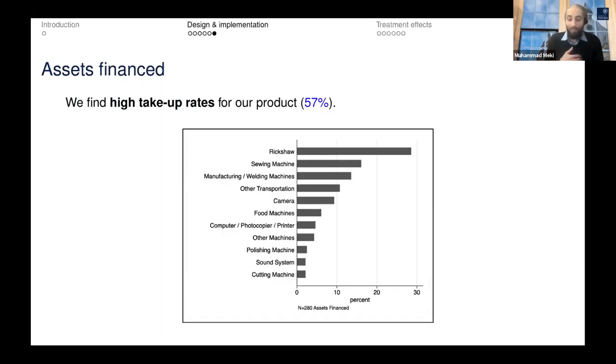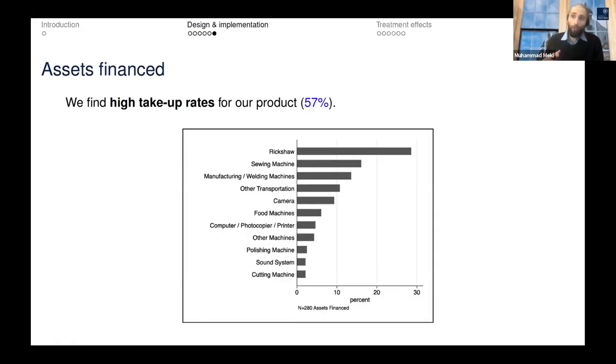At baseline, we see a big variety in the different sectors that businesses are operating. And this is also reflected in the variety of assets that people are purchasing with our financing contract. So we have around 280 people who end up with an asset. And this varies from rickshaws, sewing machines, food machines, cameras. And these are all high quality assets.